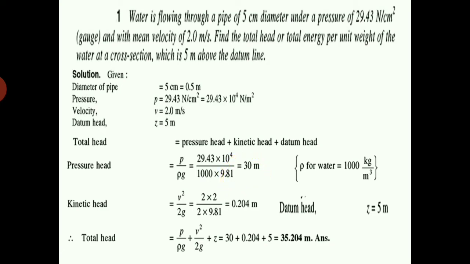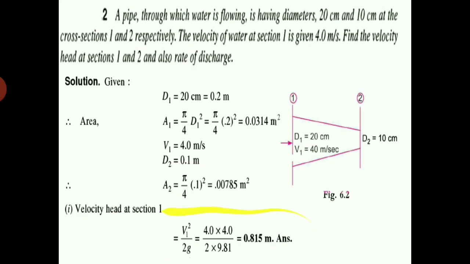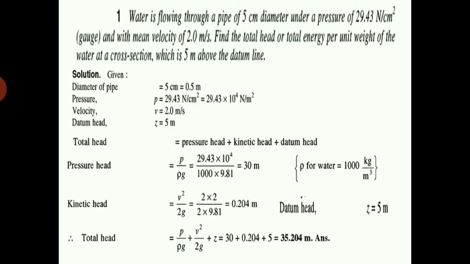Similarly, we need to calculate kinetic head or velocity head, which is given by V square by 2g. Also in this numerical, the velocity is being given to us directly. So V square upon 2 into 9.81, which is equal to 0.204. And finally datum head, that is Z, is equal to 5 meters. So substituting all these values, we are getting the answer, that is 35.204 meters.